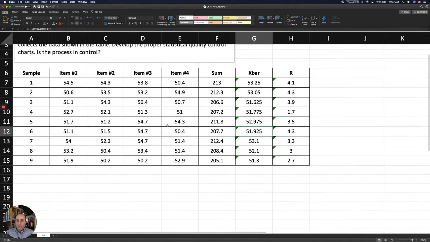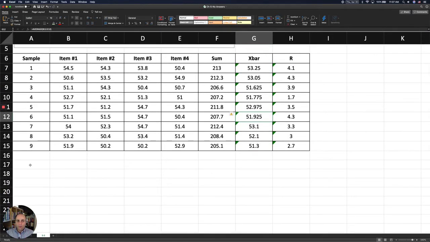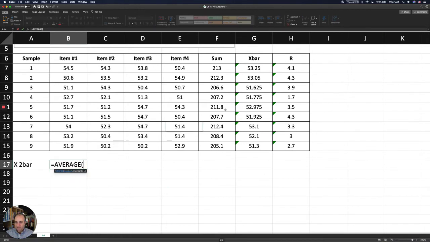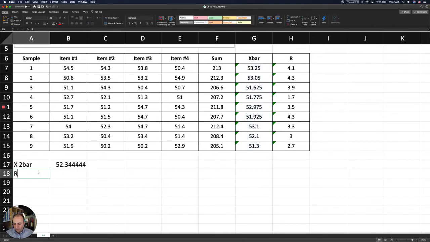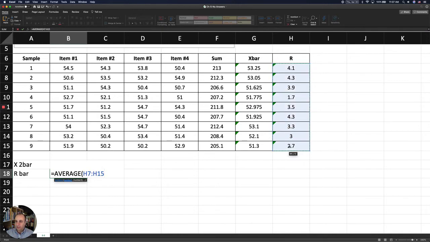Okay, so now next thing that I need to do is to calculate X double bar and R bar. X double bar is the average of all these X bars. So my formula would be average of G7 to G15, basically all my X bars added together and divided by 9. And also I need to calculate R bar. For R bar, my formula again would be average of all the R values, so it's going to be average of H7 to H15. So I calculated my X double bar and R bar.